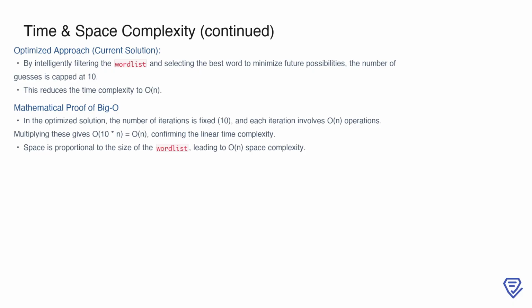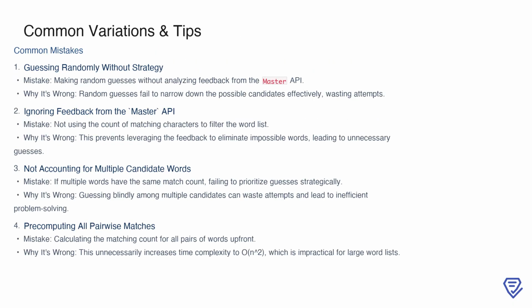A common pitfall in solving the guess the word problem is making random guesses without any strategy. Random guessing doesn't effectively use the feedback provided by the master API, which means you aren't narrowing down the list of possible words efficiently, and this wastes your limited attempts.